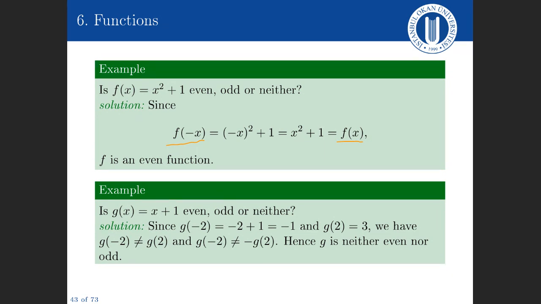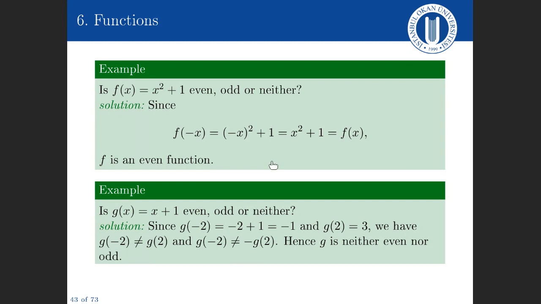Instead of looking at all x, I'm just going to look at some numbers. I'm just going to look at g of minus 2 and g of 2. G of minus 2 is minus 1, g of 2 is 3. So g of minus 2 is not the same as g of 2. This function is not even. G of minus 2 is not the same as minus g of 2. This function is not odd. This function is neither even nor odd.